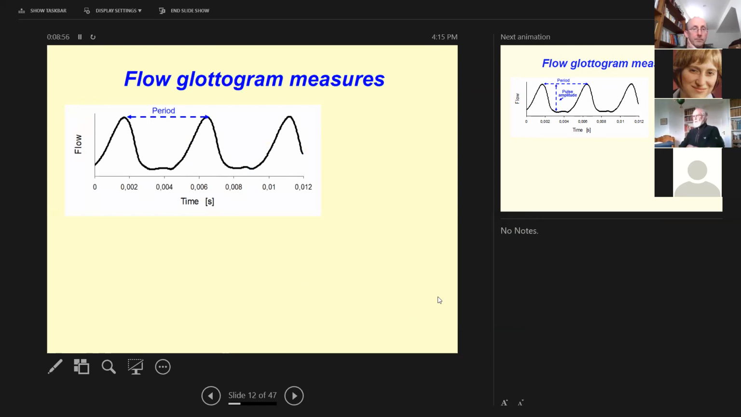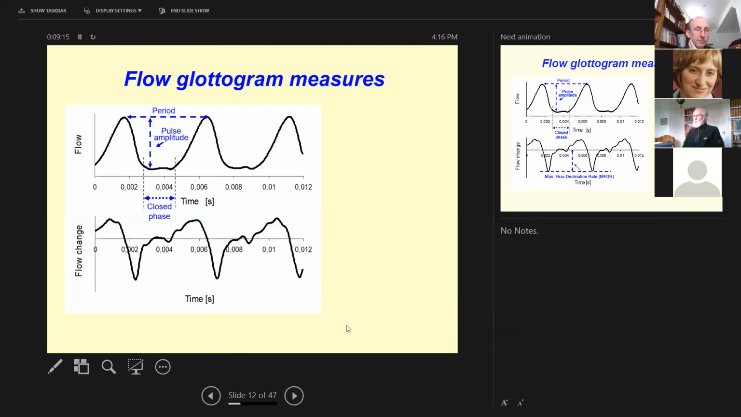Now, a flow glottogram measures. How could we measure the flow glottogram and the voice source characteristics? One is the period, that is boring, that is self-evident. And then we could measure the pulse amplitude, which is much more hot. And then the closed phase is also nice to know. And then you could also take the derivative, not the flow, but the rate of flow change. And that is taking the derivative of the flow glottogram.